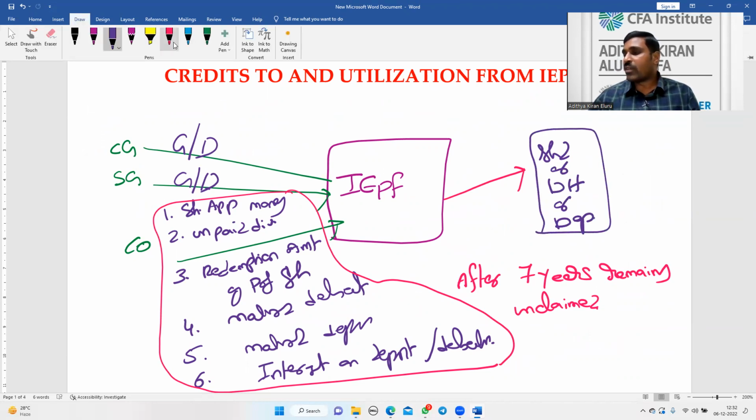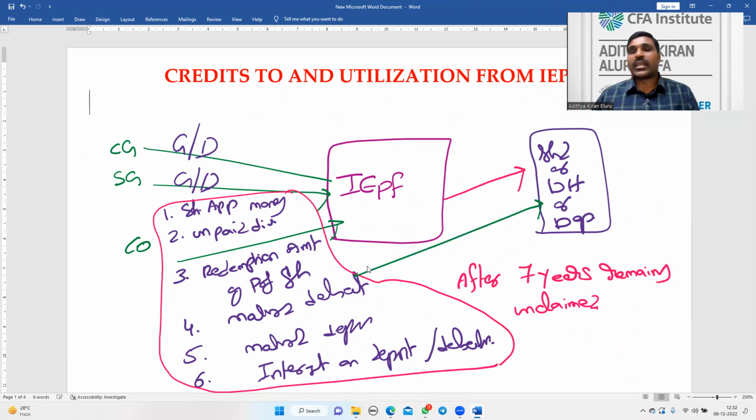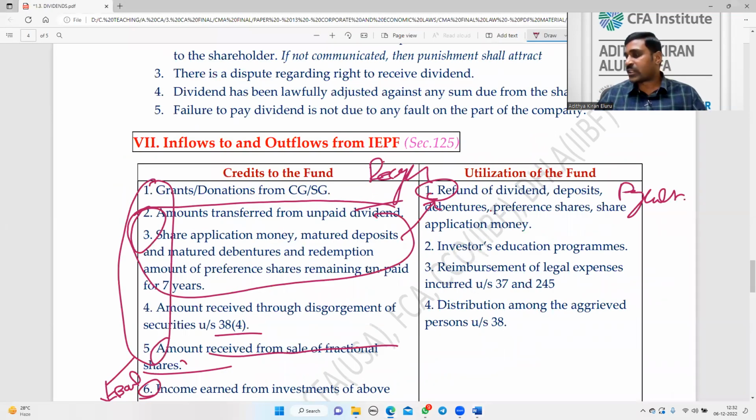Sir, what amounts will the company pay to shareholders, debenture holders, or depositors? The same 6 amounts. Whatever the amounts received by the IEPF from the company will be paid to the eligible persons, legal heirs or other persons, shareholders, debenture holders, or depositors. Whatever amount the IEPF received from the company, the same amount will be given to the concerned stakeholders. That is this first point.